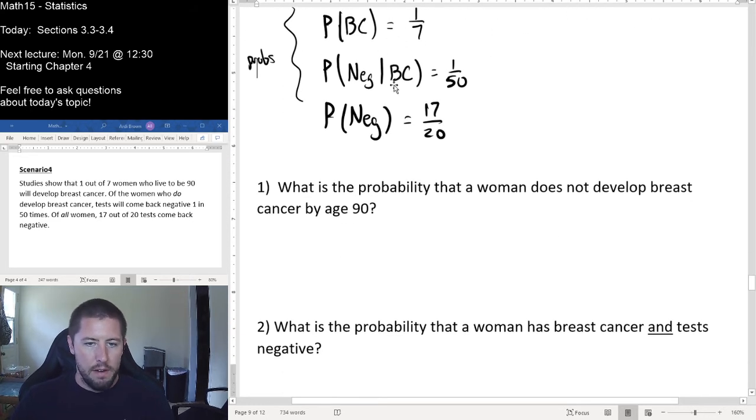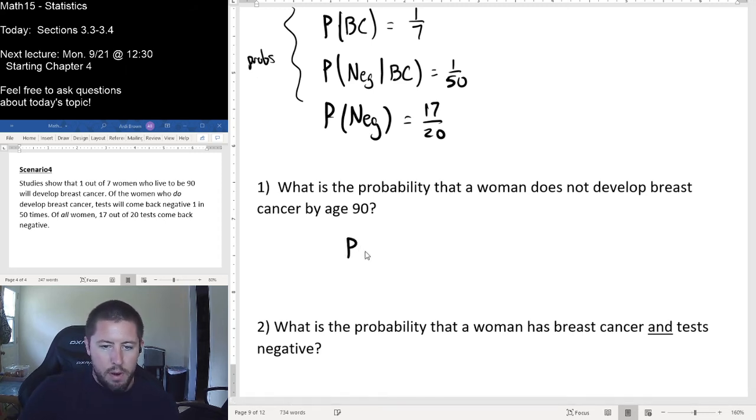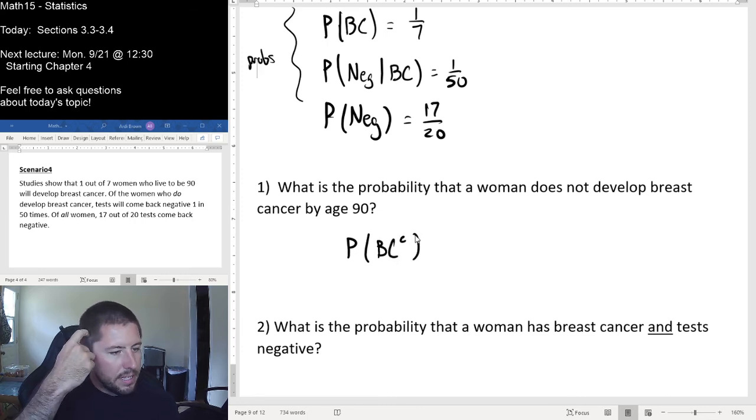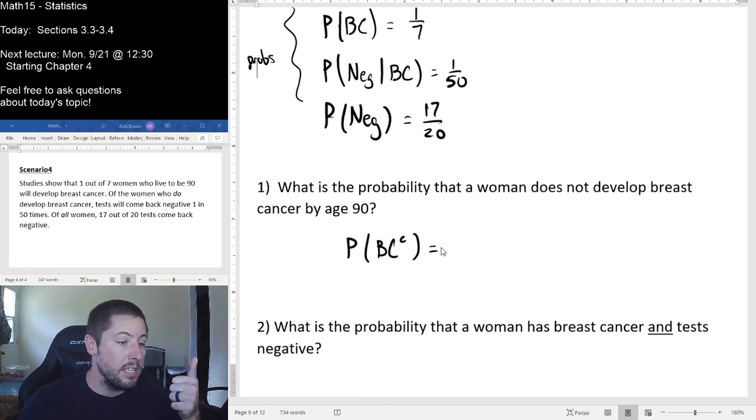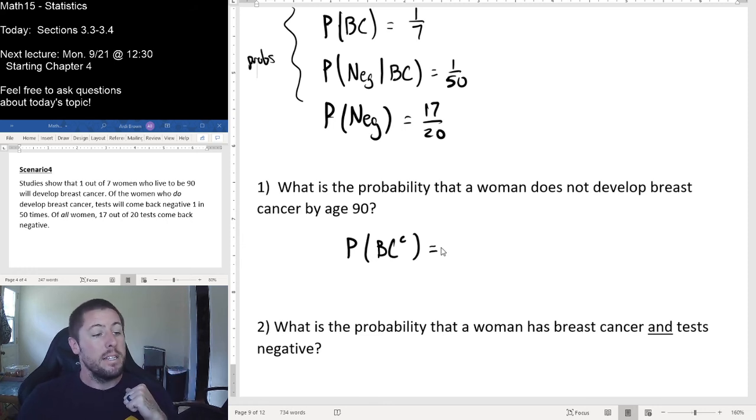We need to come back up and reference these a little bit, I think. So what is the probability the woman does not develop breast cancer by age 90? So what is the probability, I would say, as BC complement? What's the probability we do not experience that event? Well, one of the things we talked about last class is that the probability that you do develop breast cancer by age 90, plus the probability that you do not develop breast cancer by age 90, has to be 100% because you either do or you don't.